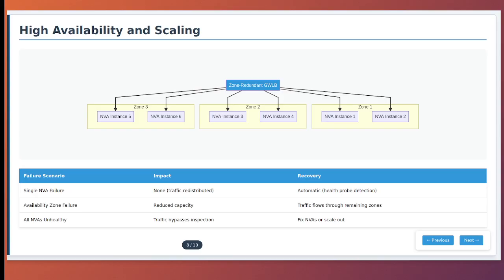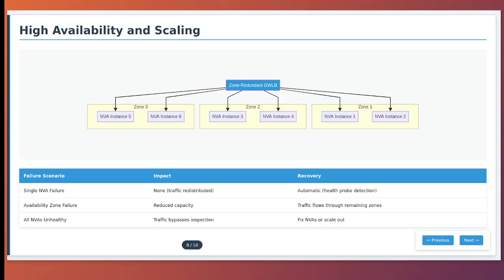For NVA scaling, you have two dimensions: scale up and scale out. Scaling up means using larger virtual machine sizes for your NVAs. If you are hitting CPU or memory limits, moving from AD4-SV3 to AD8-SV3 might solve your problems. Scaling out means adding more NVA instances to your backend pool. The GWLB will automatically distribute traffic among all healthy instances.